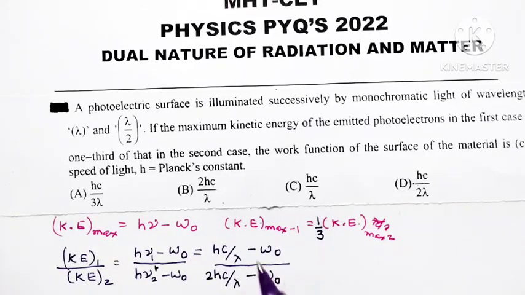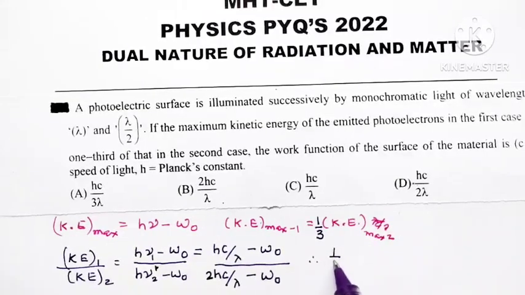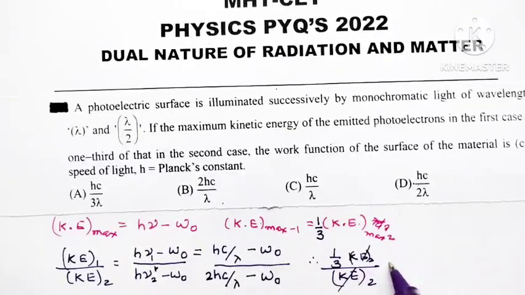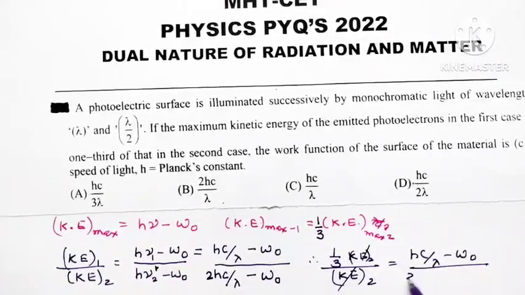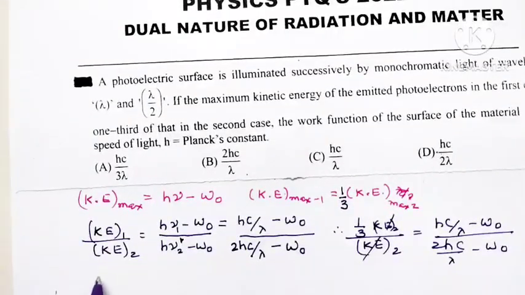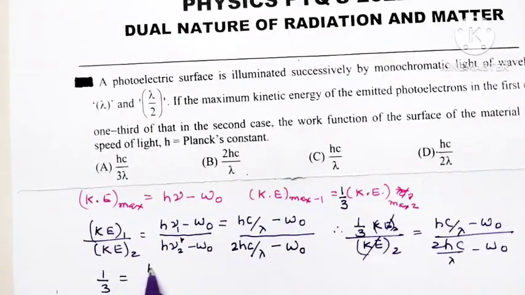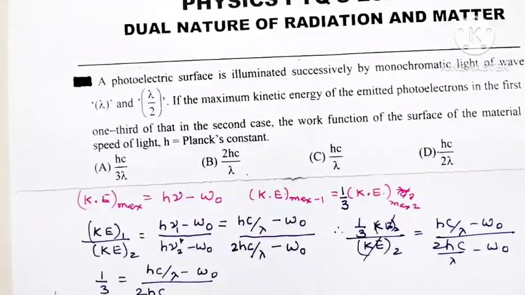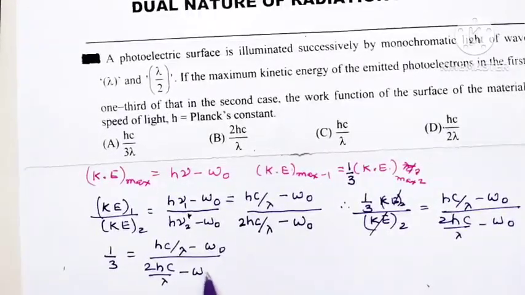which is the same. But we know KE1 is equal to 1/3 of KE2, therefore 1/3 of KE2 divided by KE2. So this KE2 gets cancelled with KE2, and that is equal to hc by lambda minus omega 0 upon 2 hc by lambda minus omega 0. So 1 by 3 is equal to hc by lambda minus omega 0 upon 2 hc by lambda minus omega 0, cross multiply it.